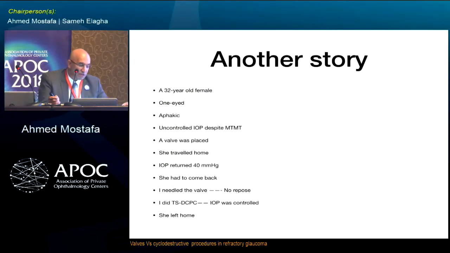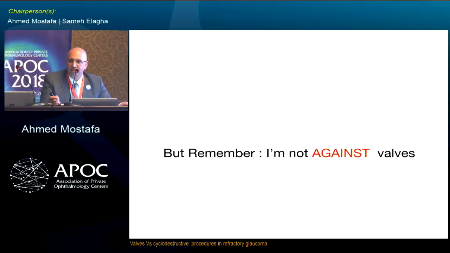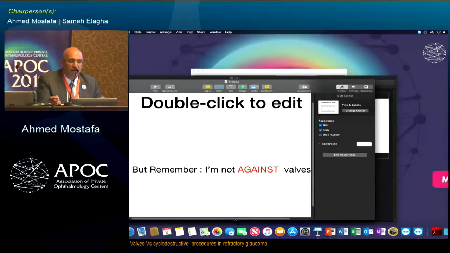Another patient, a one-eyed, aphakic 32-year-old female. I decided to put a valve. What happened is she stayed with me for a few weeks, and then she traveled home, and gave me a phone call: my pressure is 40. Please come back. And then she came back. I needed the valve. The pressure is again 40. And then I did her diode, and the pressure is controlled, and she went home happily. But remember, I'm not against the valve, and thank you very much.